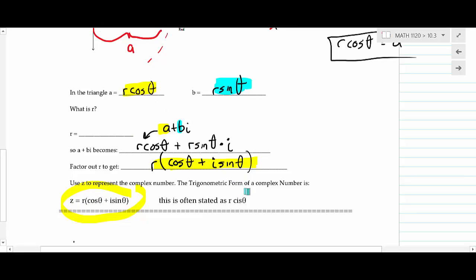So how in the world are you going to remember this? Well, this seems to work well. I always call this the r cis theta form. R represents the radius. C represents what? The cosine. I represents the imaginary number, and S is the sine. R cis theta. That's a real simple way to remember that. That'll probably stick in your mind pretty good. All right.